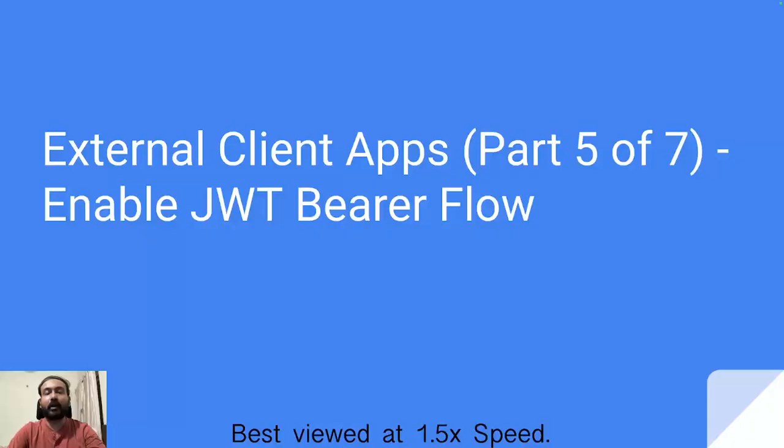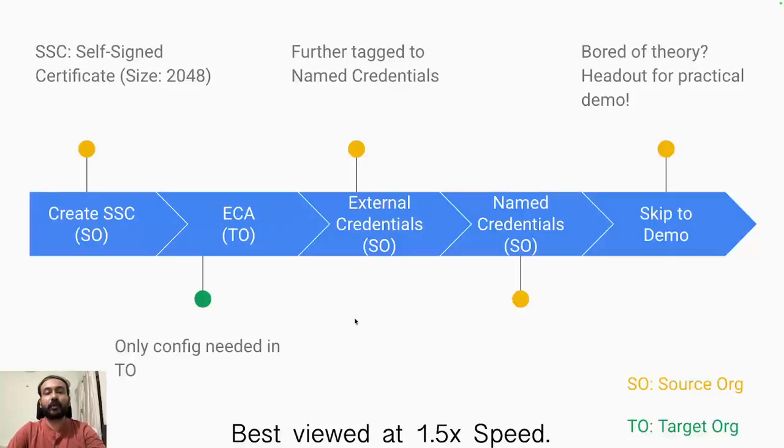Today we are talking about JWT bearer flow, also known as JWT. This is the fifth part of our external client app series. Let's do a quick peek at what exactly we are going to talk about, and if you're interested in any specific steps, then use the timestamps below to head directly to that particular part, and you can understand what exactly the steps have to be taken care of for that topic.